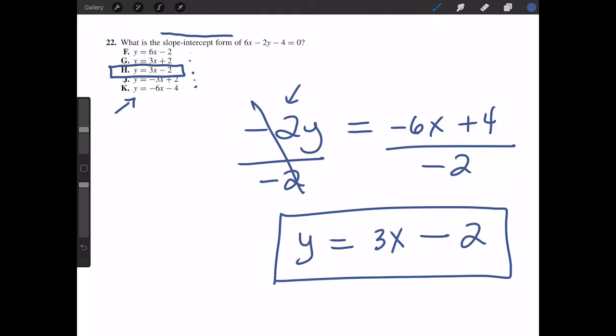But look how much more complicated it was to go down that route. And again, you could have made a lot of mistakes along the way with those signs. So sometimes it pays off to not have the variable you're solving for on the left side.